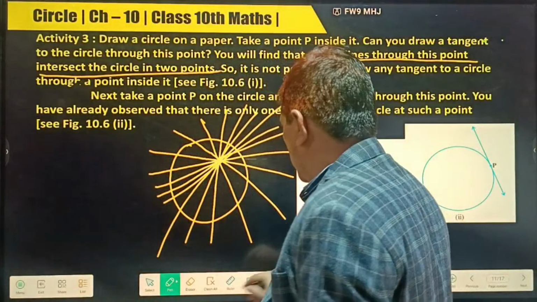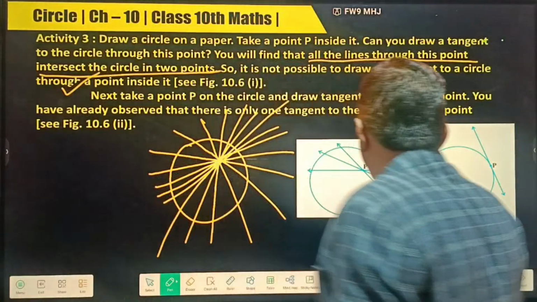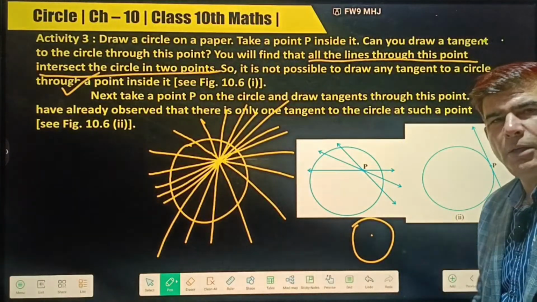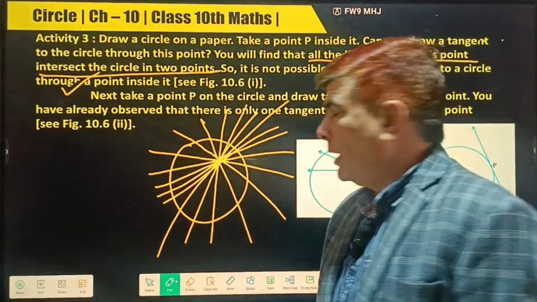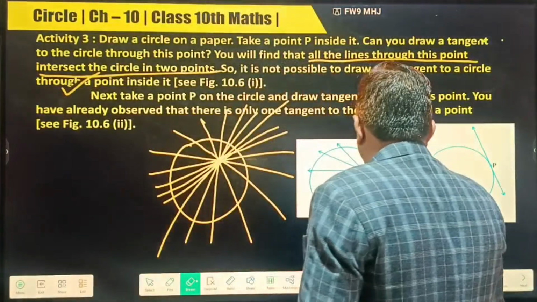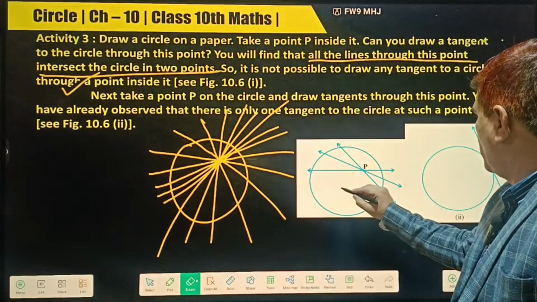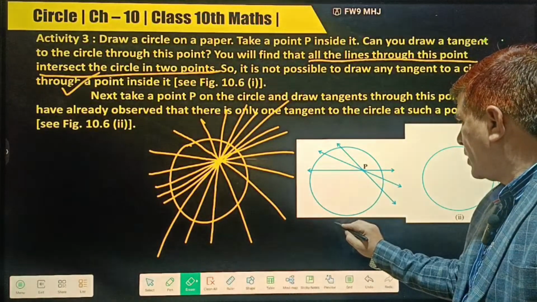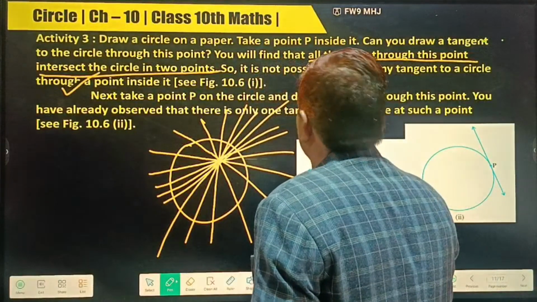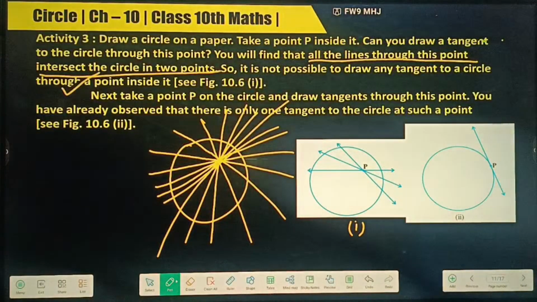So what does it mean? It means we cannot draw any tangent through a point if the point is lying where? Inside the circle. Understood? Next, this is given in this figure. The first figure is this. So what's the name of this figure? We can say this is the first figure. In your book, see figure 10.6 first part.